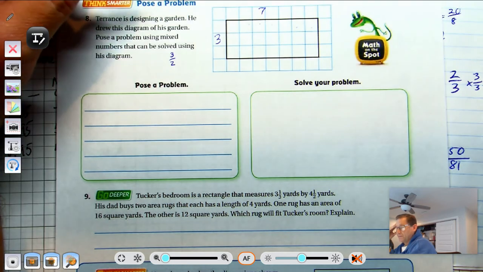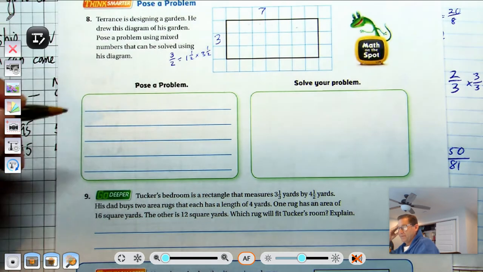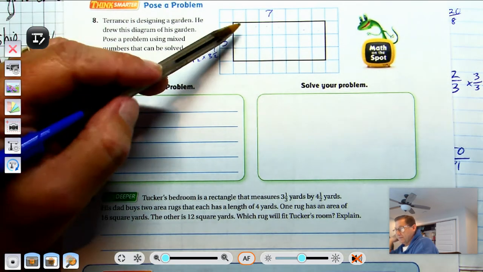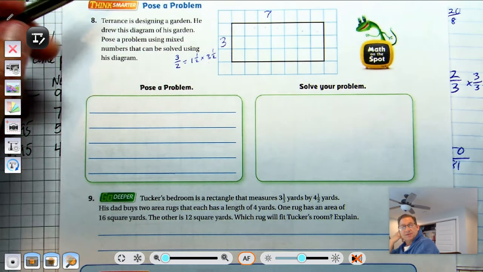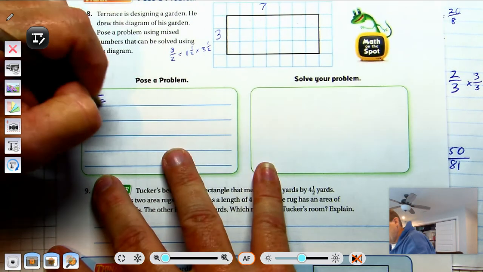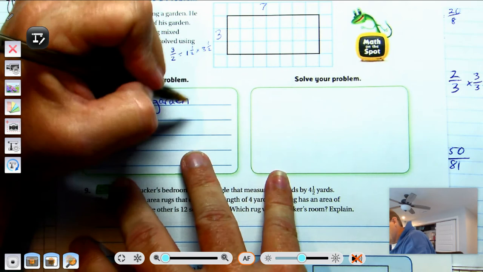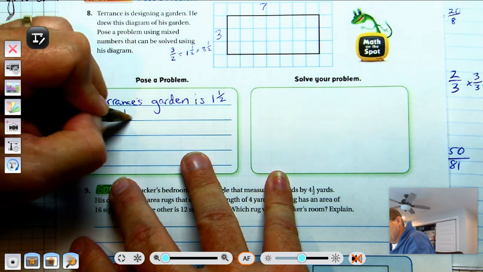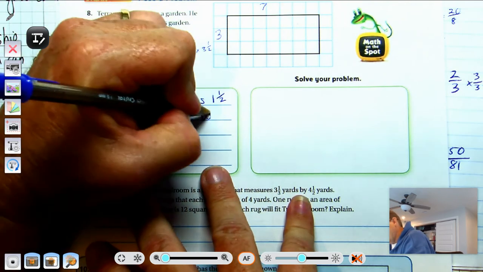I could have, so I could have 1/2 times 3/2. How did I get that? Well, 3 halves is the same as 1/2. 7 halves is the same as 3/2. So what could his problem be? Well, it could be, let's see, something like this. Terrence's garden is 1/2 yards by 3/2 yards. What is the area of Terrence's garden?